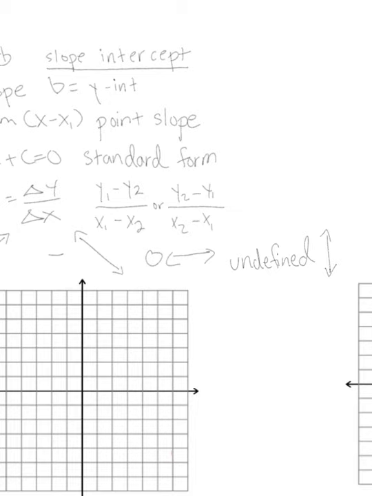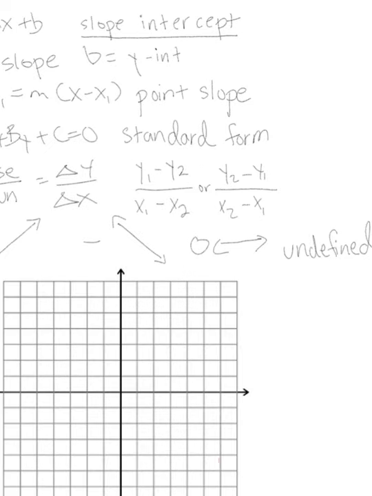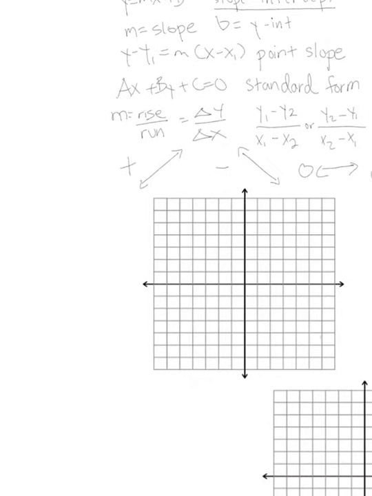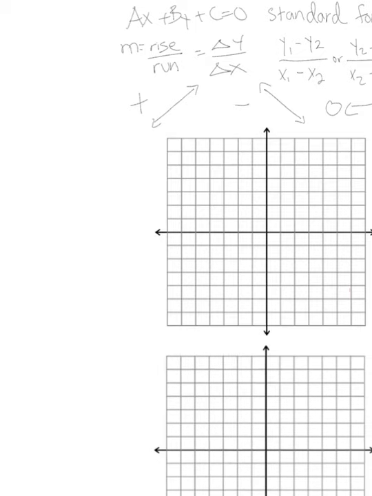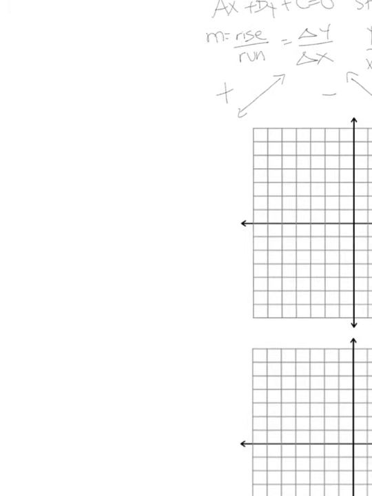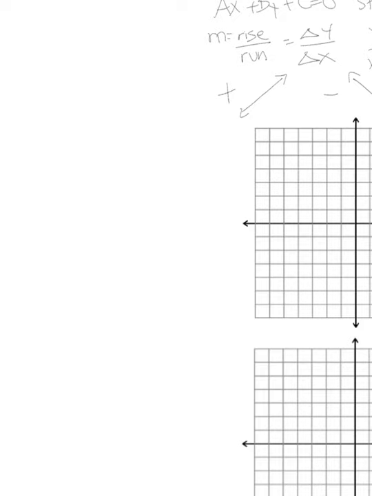All right, so let's do some examples here. Our first example, let's say 5x minus y plus 3 equals 0. This is in standard form. Let's find the slope, y-intercept, and do a quick sketch of this.